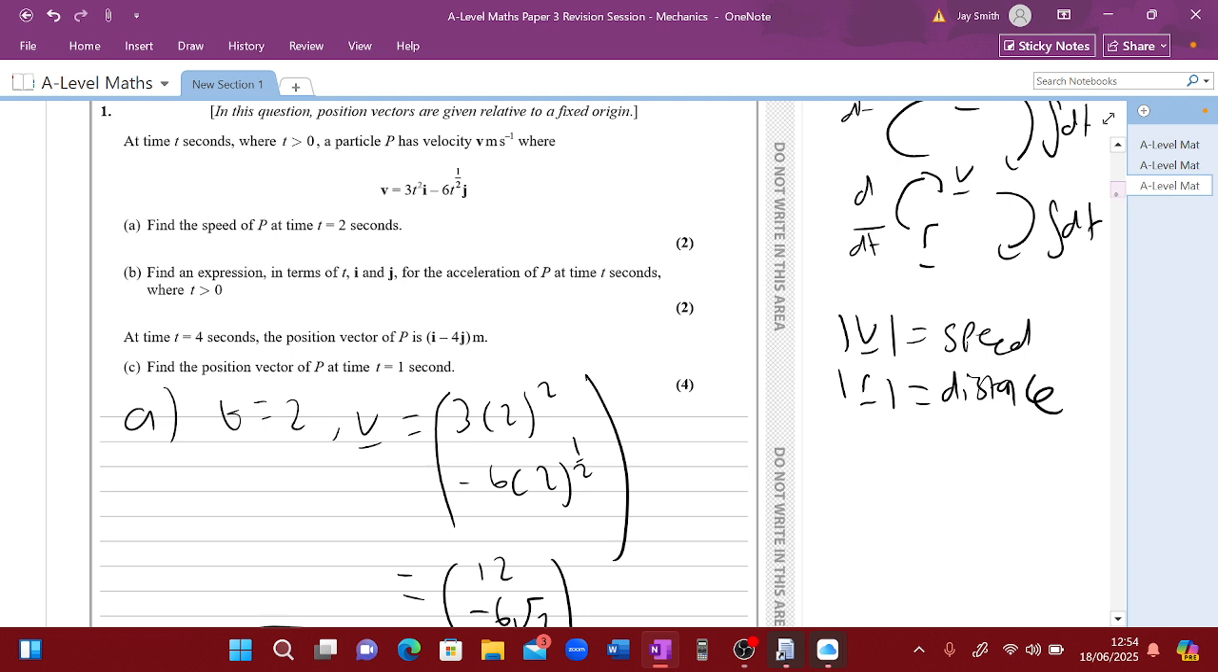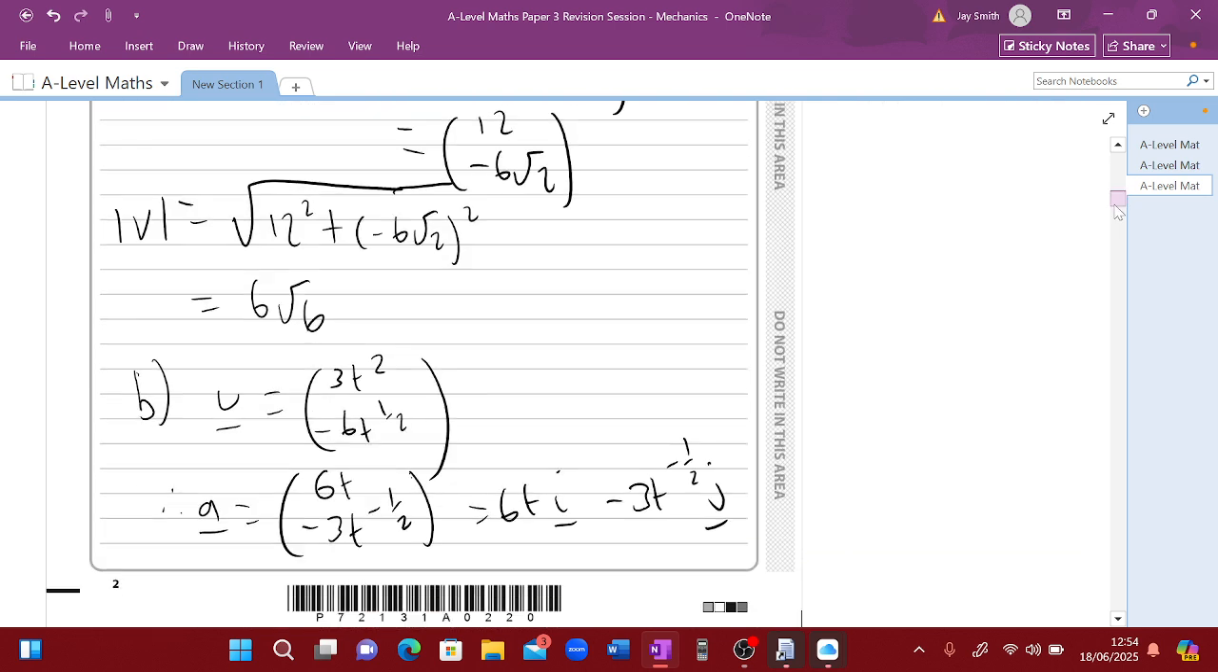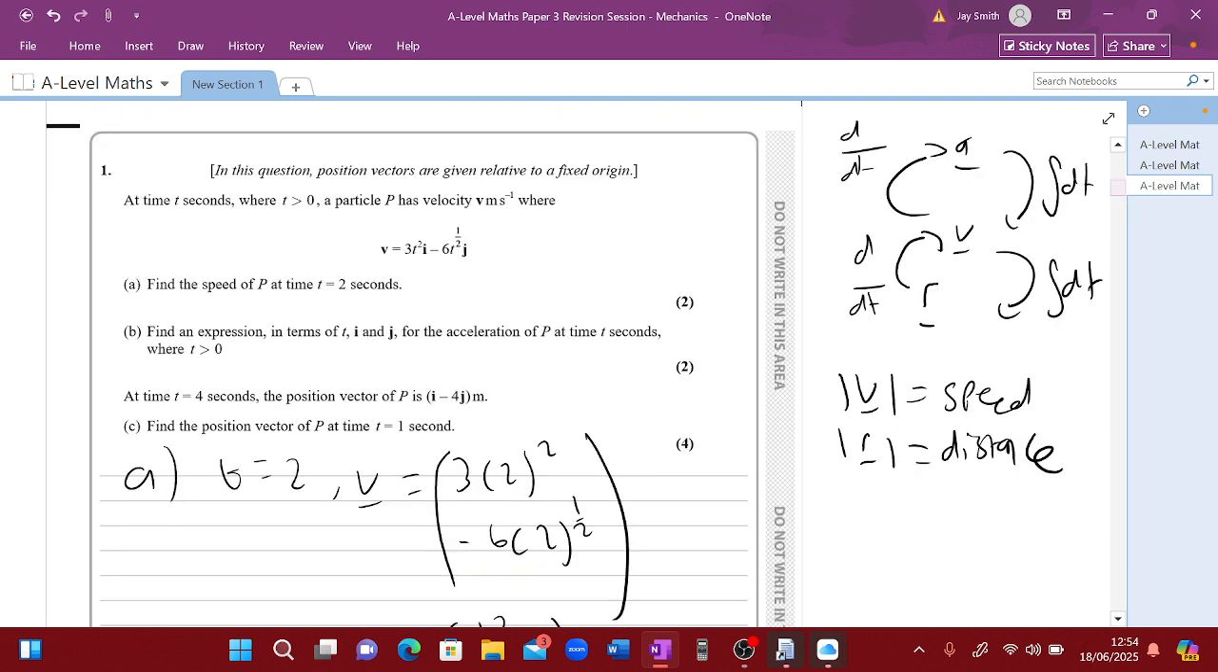Then it says at time t the position vector of P, so now we're dealing with distance and displacement, is i minus 4j. Find the position vector of P at time t is 1. Okay, so what we need to do is integrate now to go from v over here to r, which is your displacement. And what r says, particularly with variable acceleration, is that r gives you the position vector at that moment of time at t, which is what we want in this case.